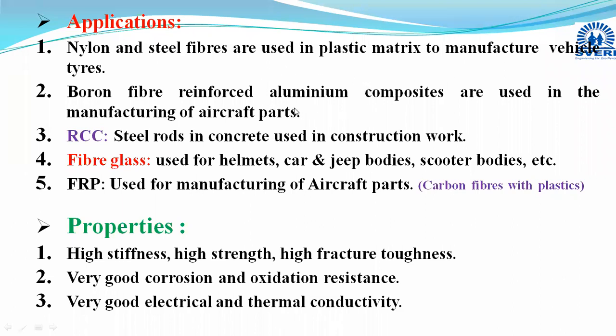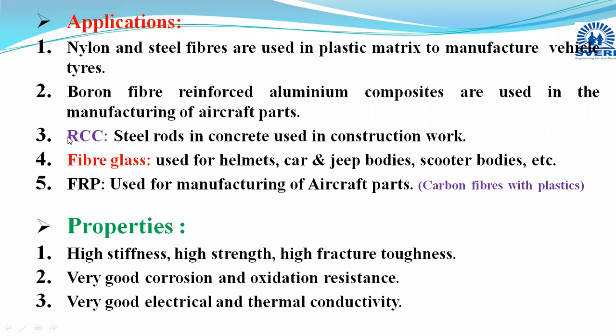And as this aluminum is lighter in weight, we can use these composite materials in manufacturing of different aircraft parts. These are lighter in weight with very high strength due to boron fibers. We can use them in the manufacturing of different aircraft parts.